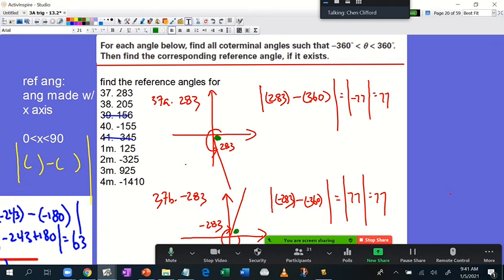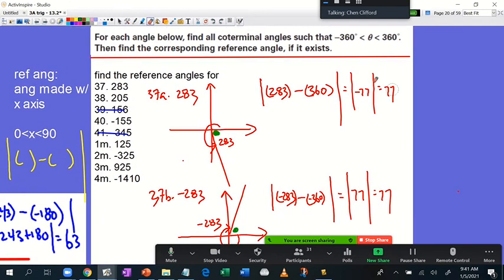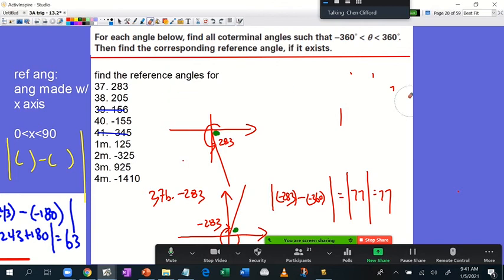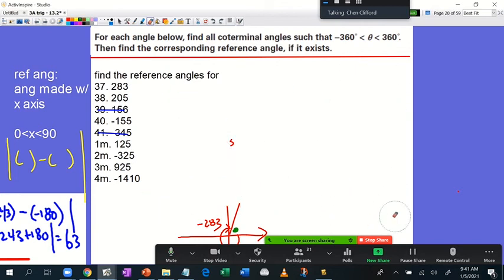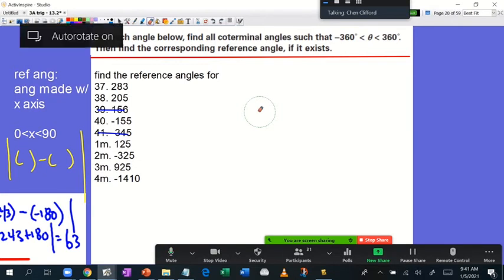Okay, let's talk about this thing called reference angle. I really want you to pay attention to this one. It's not hard. It's just that it can get people a little confused at first. But actually, I wouldn't even say that. I would just say it's a little bit more difficult than what you just did. Coterminals are very easy.